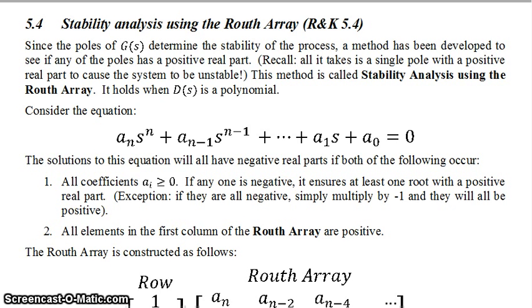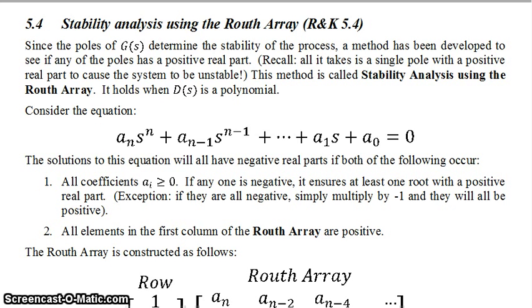In this screencast, we're going to talk about doing a stability analysis using something called the Routh Array. Since the poles of your transfer function, G(s), determine the stability of the process, you have to figure out a method to see if any of the poles has a positive real part. Don't forget, it just takes a single pole with a positive real part to cause the system to become unstable. So this method that has been developed is called stability analysis using the Routh Array.